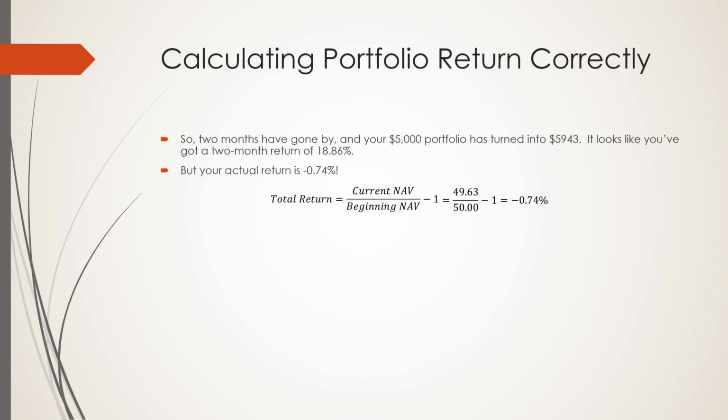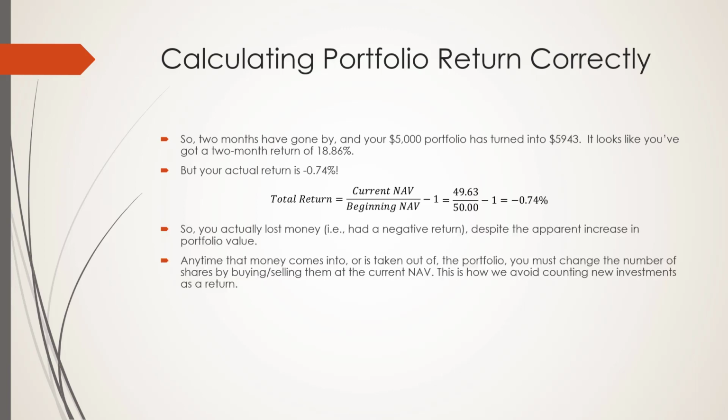So if we do this correctly and we use the NAVs, then inflows and outflows do not affect return on the portfolio. So anytime money goes into or is taken out of a portfolio, we change the number of shares by buying or selling them at whatever the net asset value is at that point in time.